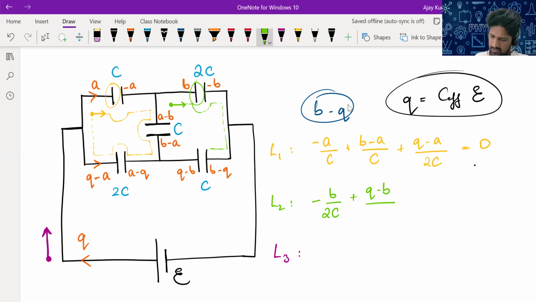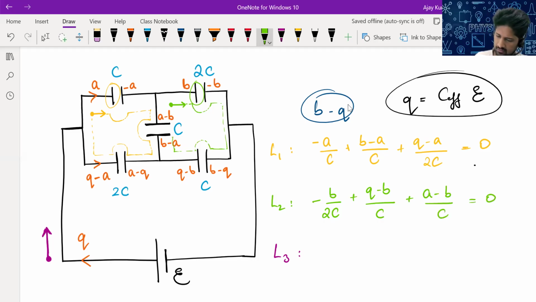Then B minus Q. So negative of B minus Q is Q minus B. Its capacitance is C. And continue moving along the loop. The next charge you come across is B minus A. Negative of that will be A minus B. So A minus B divided by C should be 0.